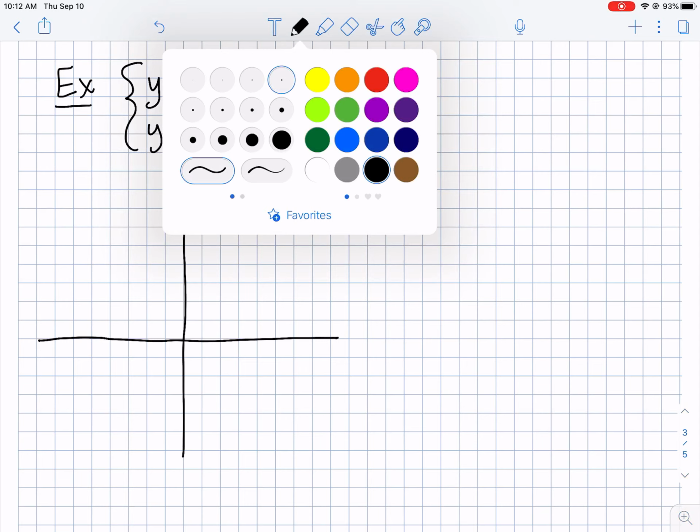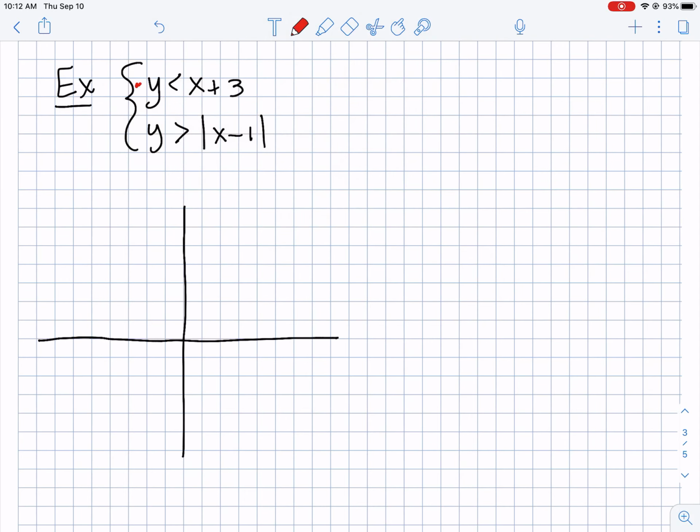And I will use red to do the first graph. y less than or equal to x plus 3. That's where the slope is 1 and the y-intercept is 3, plotting that point (0, 3). I'm going to use the slope, up 1, right 1, or down 1, left 1, to make more points. It is a less than, so that is dashed and shaded below because it's less than. So it's dashed and shaded below.